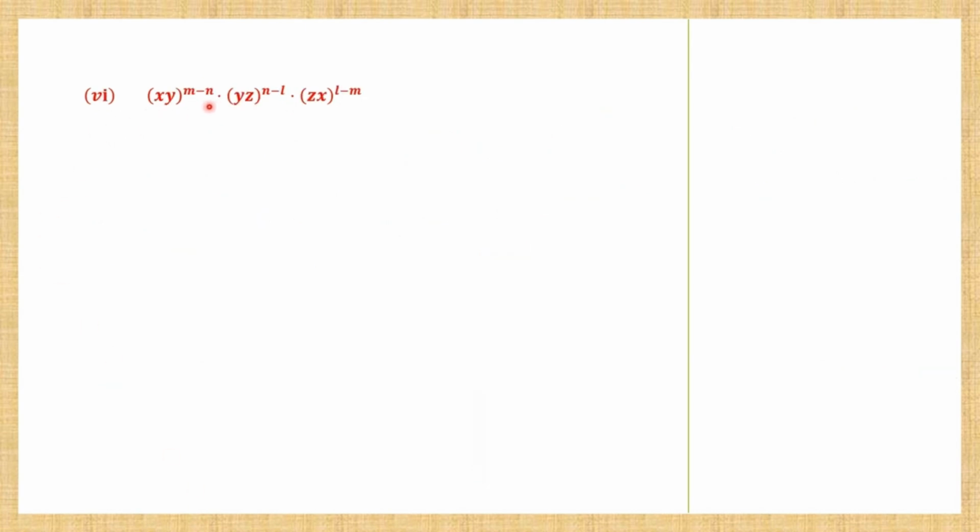Question 6, we have this raised to the power of m minus n, this to the power of n minus l, and this raised to the power of l minus m. So now let's start working this out. So this will be x to the power of m minus n into y to the power of m minus n into, again, y to the power of n minus l into z to the power of n minus l into z to the power of l minus m into x to the power of l minus m.